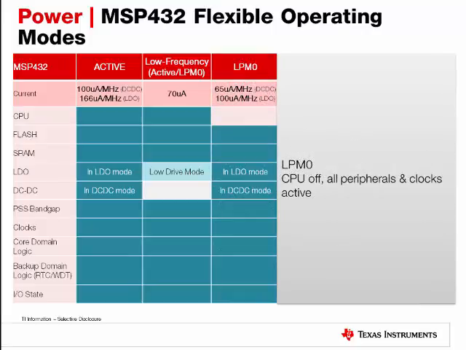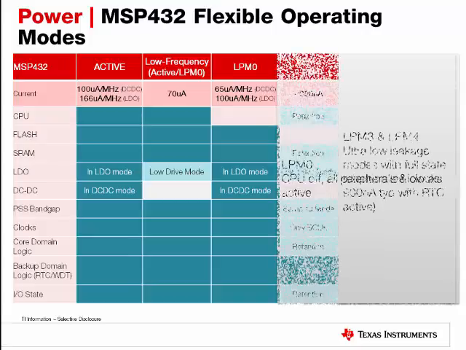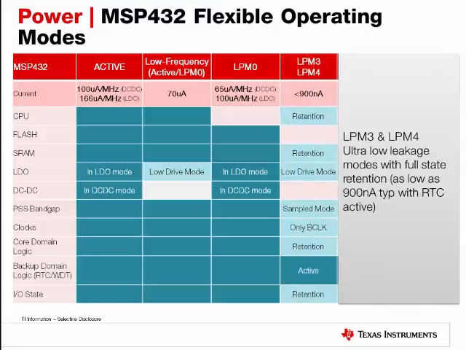The LPM0 mode is very similar on MSP432 to MSP430. In this mode, all peripherals and clocks are active except for CPU and the main clock or M clock. In this mode, the consumption is anywhere from 65 to 100 microamps per megahertz depending on the regulator that you use.